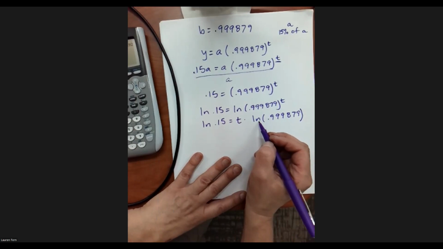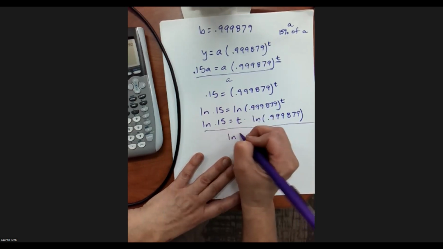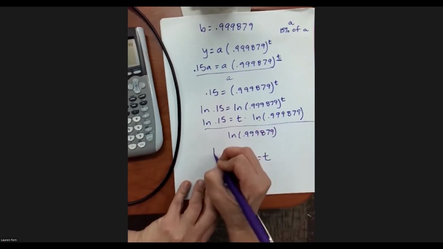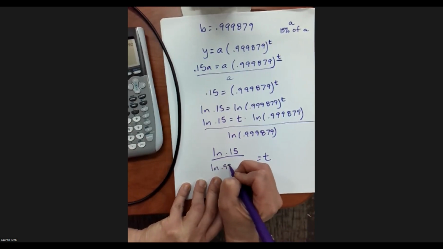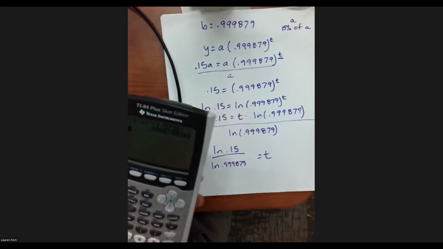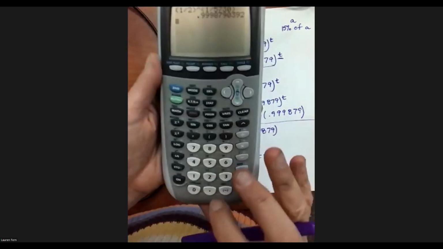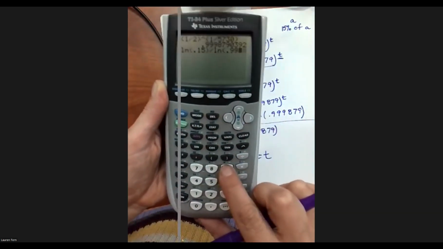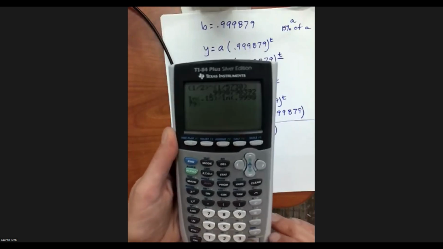How do I get rid of this term here? Divide. Right, then I'm left with T on my right side, and on my left, I need to compute the natural log of 0.5 divided by the natural log of 0.999879. Aren't you so curious? So natural log of 0.5 divided by the natural log of 0.999879. Kind of an easy number to remember once you say it several times.